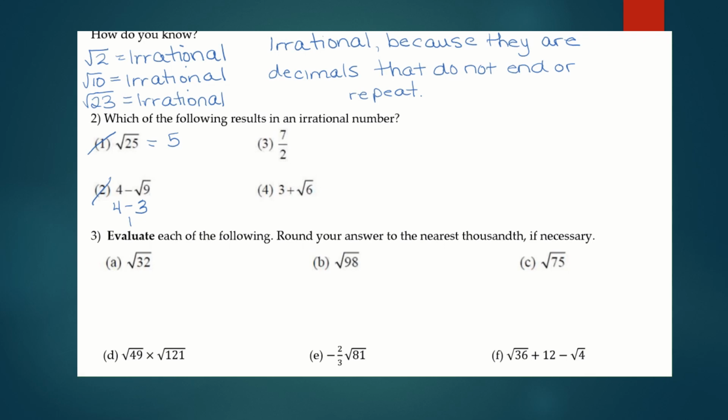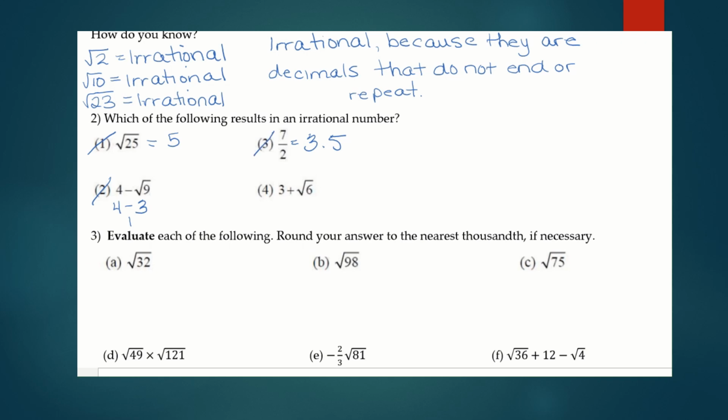Looking at number 3, 7 divided by 2. So 7 over 2 gives me 3.5. Well, 3.5 is a decimal, and it ends, it terminates, 0.5, and it's all done. So therefore, this is not an irrational number, it's a rational number.